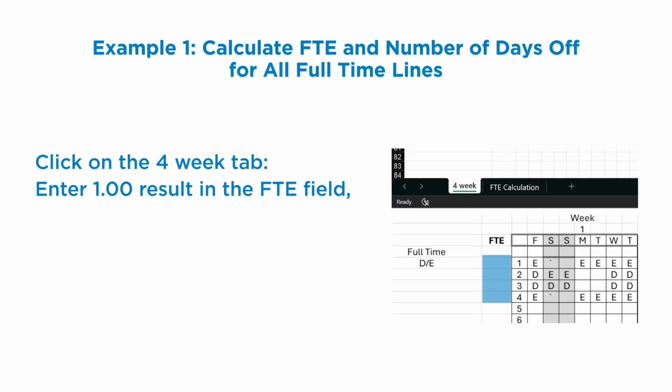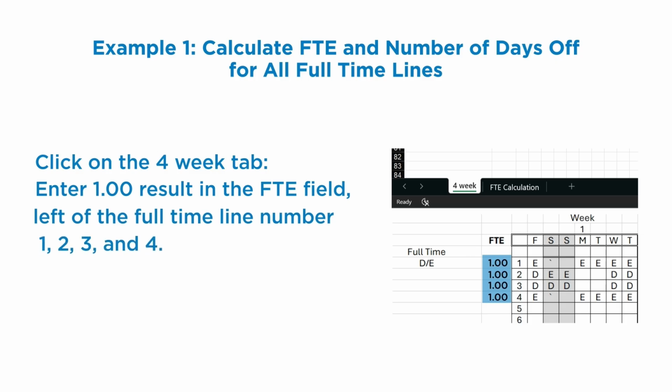Click on the 4-week tab. Enter 1.00 result in the FTE field, left of the full-time line number 1, 2, 3, and 4.